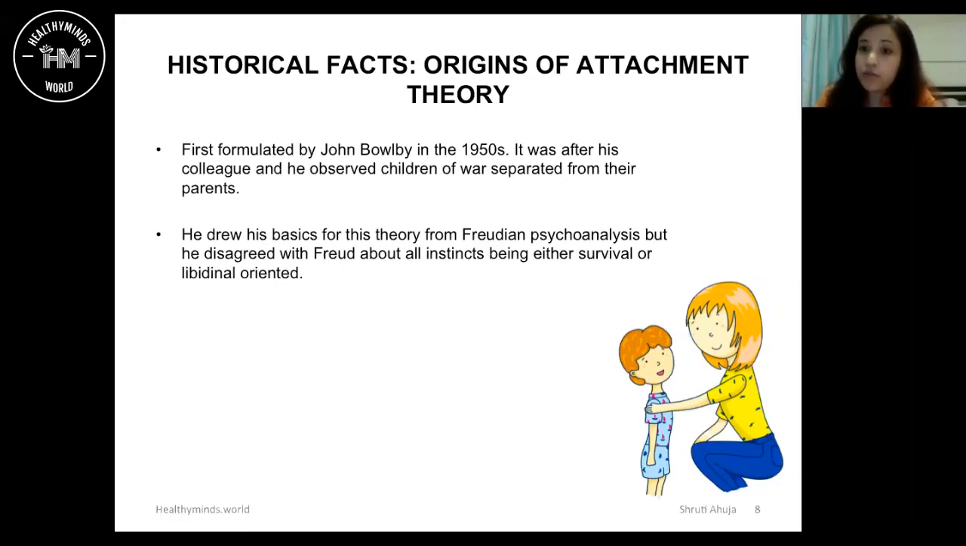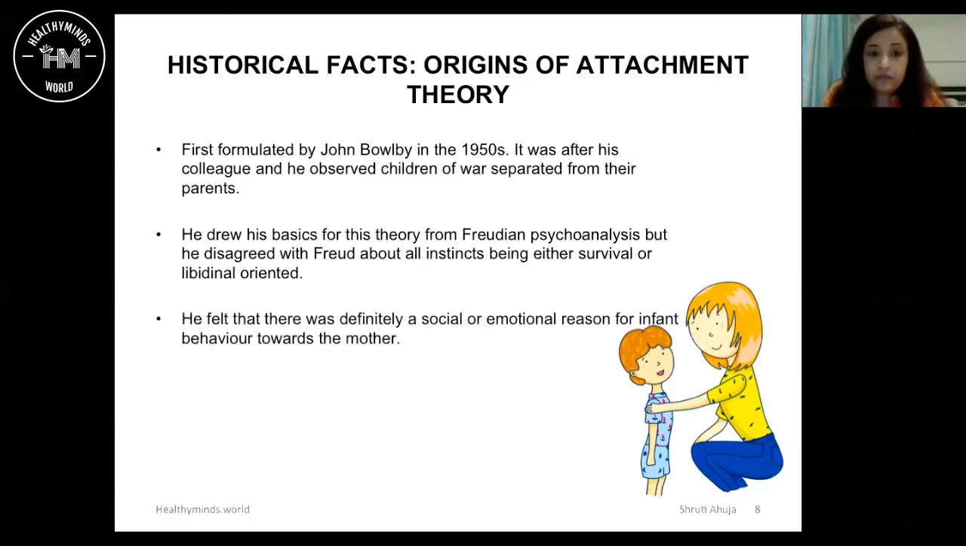Survival was also much more than that. There was an emotion behind it. It was not just biological, that I want to survive, so I must stay close to my mother. It was much more than that. Like I said, Bowlby mainly disagreed on this point with Freud, saying that there is a social or emotional reason for infants' behavior towards the mother, and it's not just survival instinct.